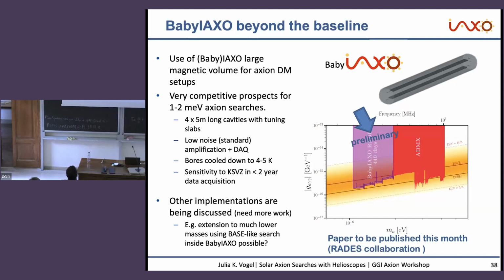The estimate is that we can reach a sensitivity to KSVZ in less than 2 years, which is shown in the right plot, and will also be published this month in the same paper as the hidden photon prospects. Other implementations are currently being discussed, but they need more discussion and work. For example, one could build an extension to much lower masses within this RADES setup and do a BASE-like search like the experiment at CERN. But this is still in its infancy.